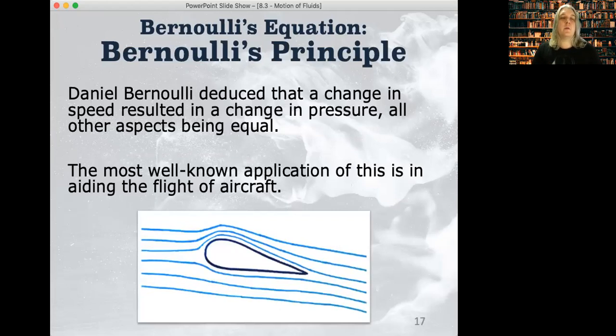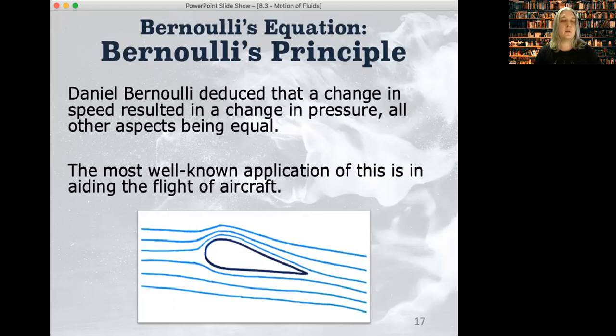Daniel Bernoulli was the one who deduced this and wrote it as a statement, and he said that a change in pressure must result in a change in speed. Other way around: a change in speed must result in a change in pressure if everything else is held constant. One of the most well-known applications of this is in flight, in the shape of aeroplane wings.